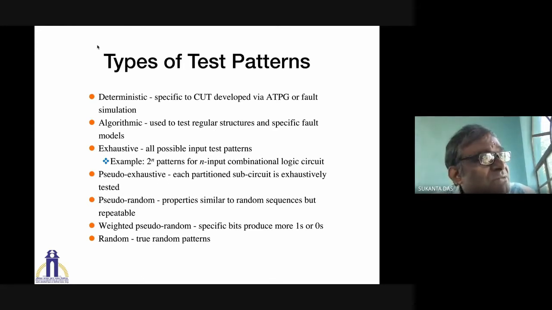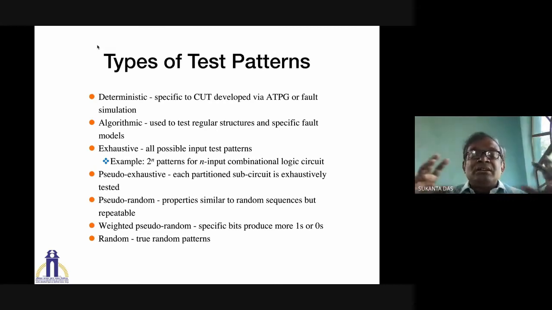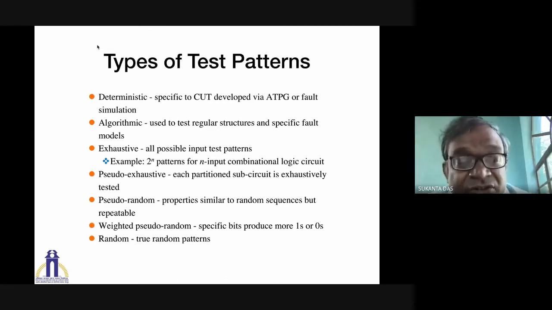Weighted pseudo-random is sometimes used, where the weight of one is more than the weight of zero, or the weight of zero is more than the weight of one in a pattern. Some special types of patterns have more weight, right? So they're called weighted pseudo-random patterns for special types of circuits. We need to give this kind of input. And finally random, which is not very useful because we can't generate random patterns always.